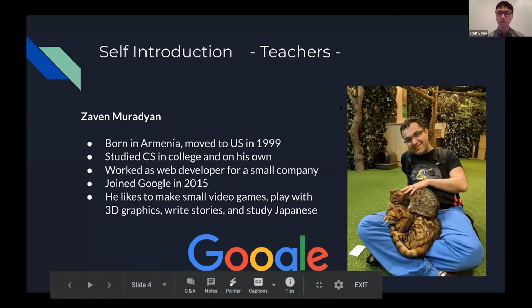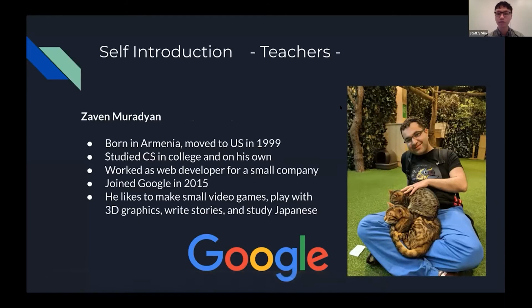So here are our main teachers today. Zaven, do you want to introduce yourself? Yeah, hello everyone. My name is Zaven. I was born in Armenia and I moved to the US in 1999. I've studied computer science in college a bit and mostly on my own as well. I joined Google in 2015 and I like to make small video games in my free time, play with 3D graphics, write stories, and study Japanese.